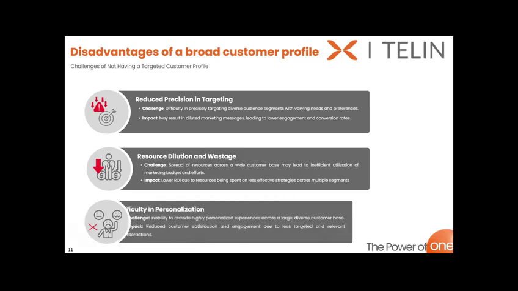And finally, the difficulty in personalization. Managing highly personalized experiences across a large and diverse customer base poses a significant challenge. Providing individualized attention and tailored experiences to each customer within the extensive audience becomes intricate and resource intensive. The impact of this is the inability to deliver highly personalized interactions that might result in reduced customer satisfaction and engagement.